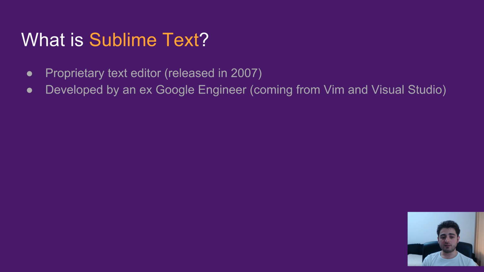Sublime Text is developed by an ex-Google engineer who was coming from Vim and Visual Studio, which is not the same thing as Visual Studio Code, by the way. He was also coming from game development environments, and he wanted to combine the speed of Vim and the beauty of those game development engines. So this is also what Sublime Text is still known for.